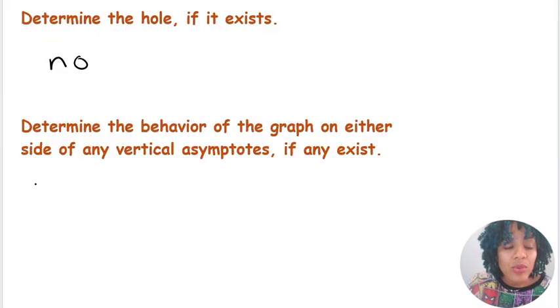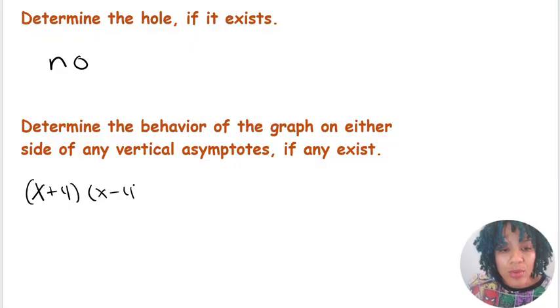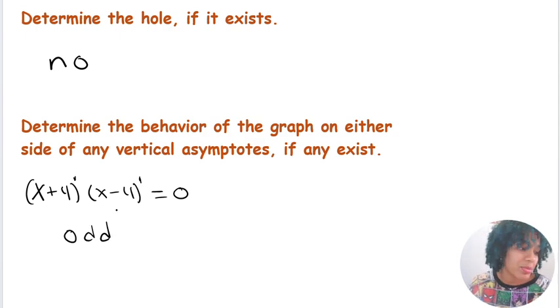And then it says determine the behavior of the graph on either side of the vertical asymptote. We have x plus 4, and we also had x minus 4, set equal to 0. The multiplicity for both of these is 1. Therefore, this is odd multiplicity.